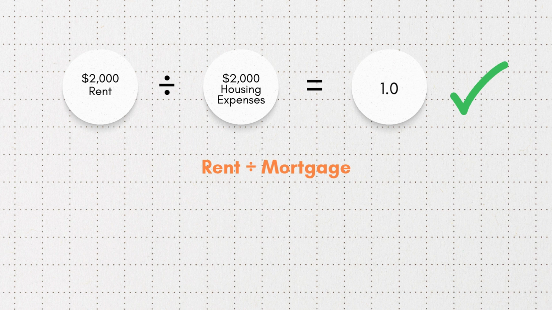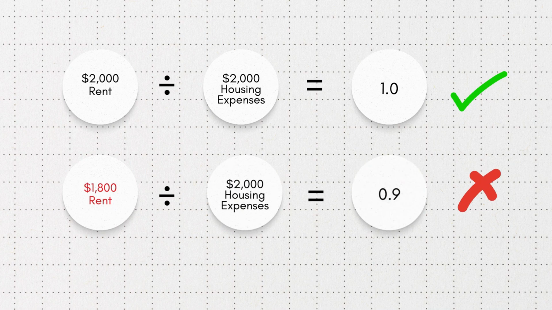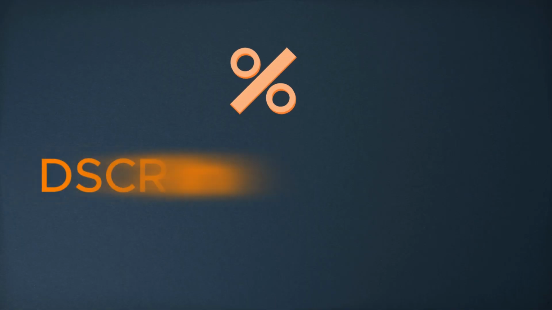But let's say your rent is only $1,800 and your housing expenses are $2,000. So take $1,800 divided by $2,000 equals 0.9. Now you have a DSCR under 1.0, which some lenders might reject, or they'll charge you a higher interest rate.